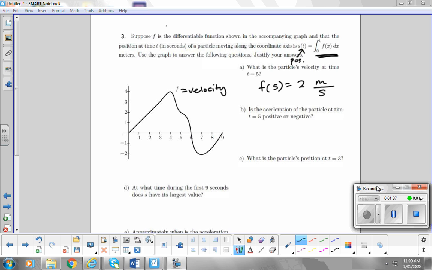For acceleration, part B: is the acceleration at time 5 positive or negative? No, you take the derivative again. Negative, because the slope's negative. Yeah, so acceleration is f prime, right? So it's the slope of that graph. So in this case, it is negative, because f has negative slope at time 5.